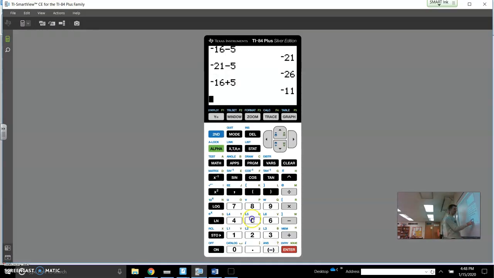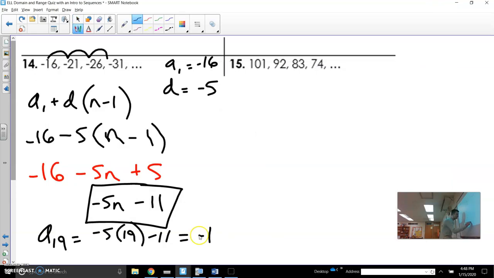And we'll just use the calculator to make that as easy on us as possible. And that looks like it comes out to be negative 106. That is the future 19th term in that formula. Okay, so I want you to try 15 on your own.